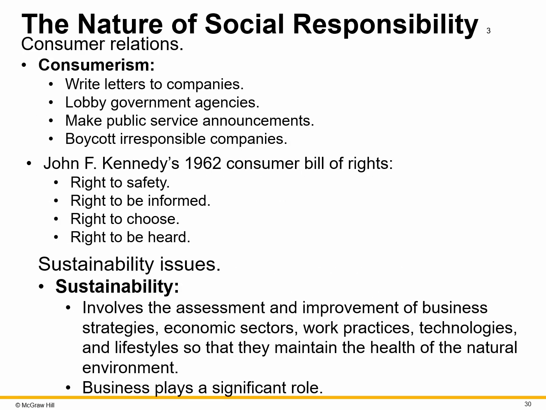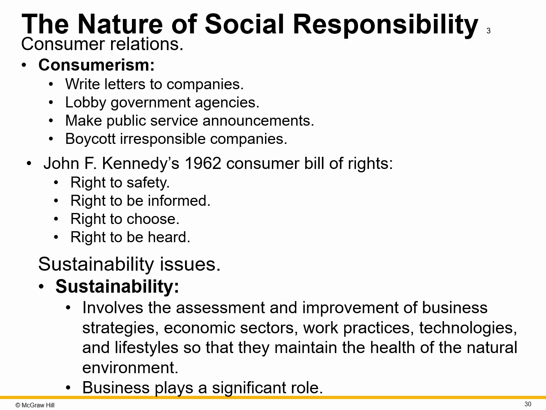Let's talk about consumerism, and that includes the activities that independent individuals, groups, or organizations are going to undertake to protect their rights as consumers. They can write letters to companies, lobby government agencies, make public service announcements, and boycott irresponsible companies. In 1962, President John F. Kennedy signed into effect the Consumer Bill of Rights, and these are the right to safety, to be informed, to choose, and to be heard.